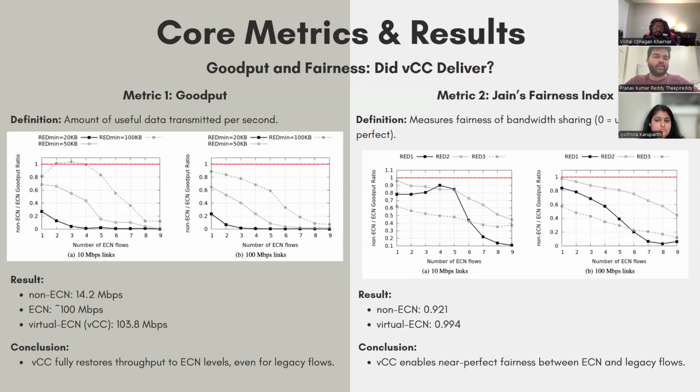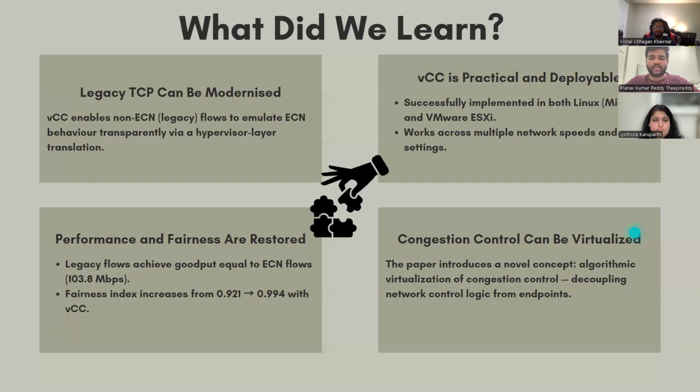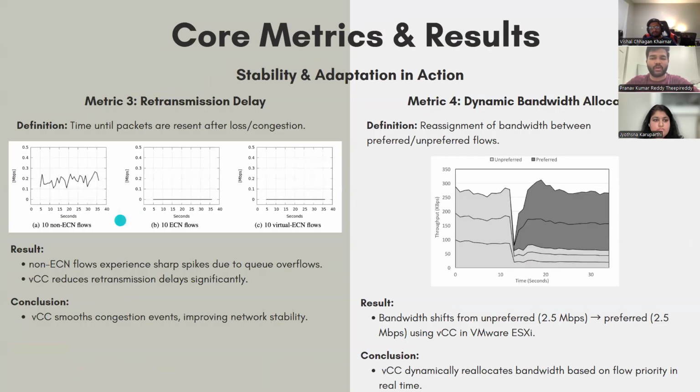I would like to talk about the second metric, that is Jain's Fairness Index. This basically measures how evenly bandwidth is distributed. The non-ECN gives us a value of 0.921 and the virtual ECN gives us a value of 0.994. So we can conclude that VCC enables near perfect fairness between ECN and legacy flows, which is good. Coming to the conclusion of this slide, VCC not only catches up with ECN, it matches or even slightly exceeds it in fairness and performance.